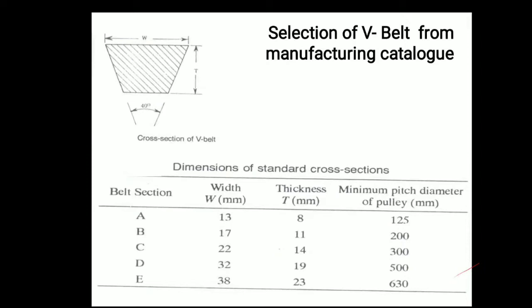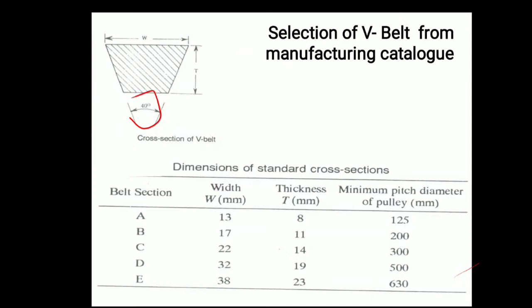As I told you, the V cross section is there. For that V, this will be the 40-degree groove angle, this will be the height and this will be the width of a V belt drive cross section. Now I'll explain the first chart. The first chart is related to the standard cross section.